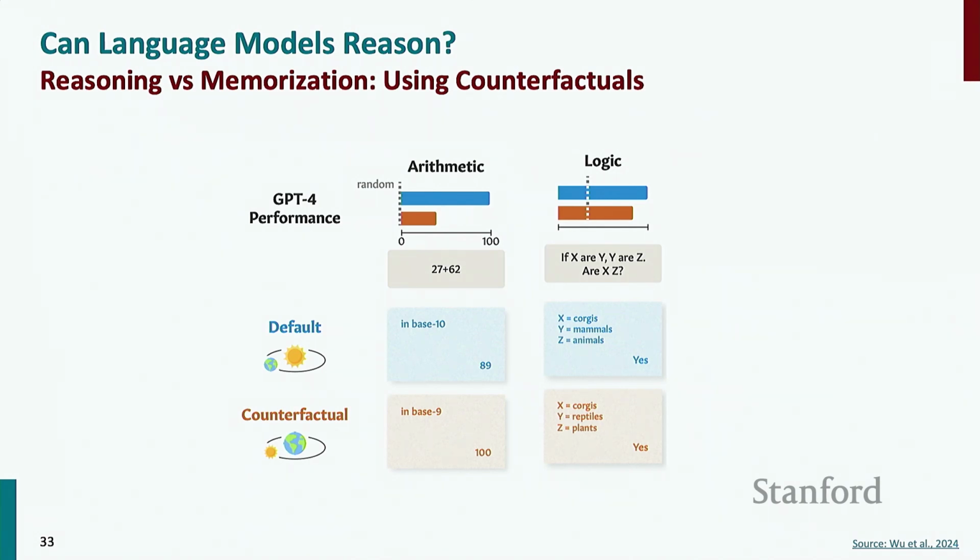So one way you could test for this is by creating counterfactuals, which based on our understanding of the data, you expect to not be present that frequently in the training data. So instead of doing base 10 addition, you could do addition in base 9. And if the model has the same accuracy in base 9, then you can conclude that maybe this model has understood how to do addition. Similarly for logic, maybe the reason why the model is so good at solving logic problems is because it's seen something very similar in its training data. So what if I construct a world where, I don't know, corgis are reptiles? Can it still do this logic problem?